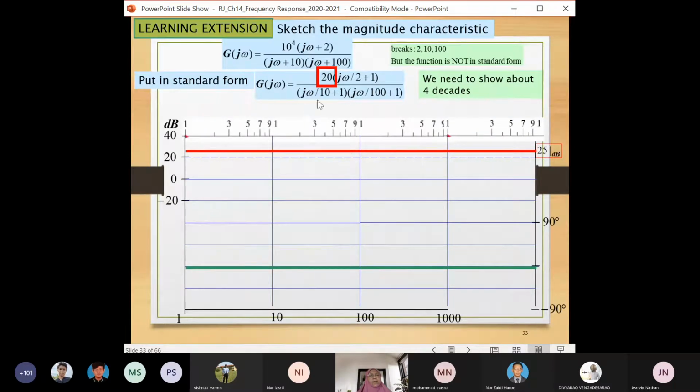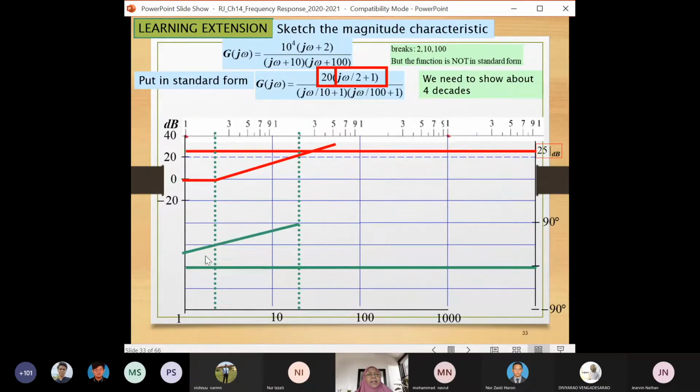And for the constant K here, the phase plot will be flat at 0. For the second part of the zeros, the j omega over 2 plus 1, you will have a corner frequency at 2. So at 2 will be somewhere here. So you identify 2 and 20. Prior to 2, it is a flat line at 0. From 2 to 20, it will rise by 20 dB per decade.